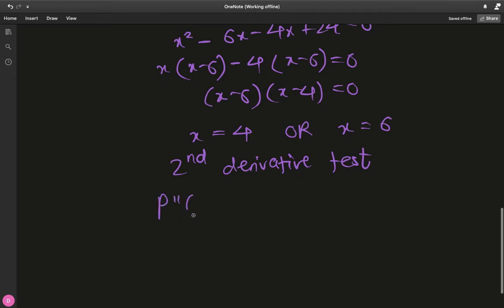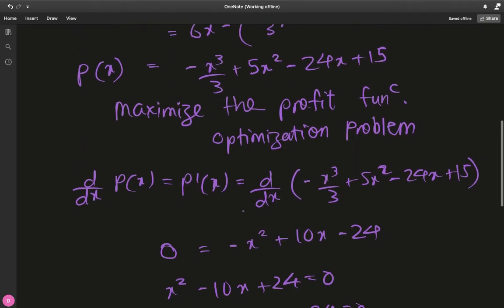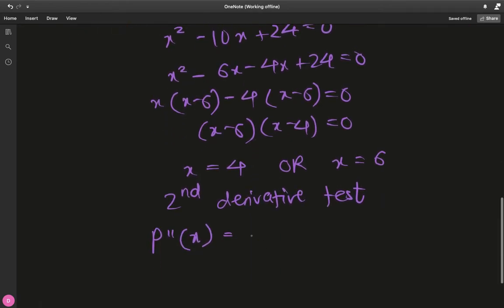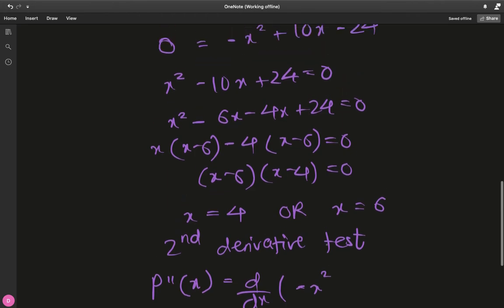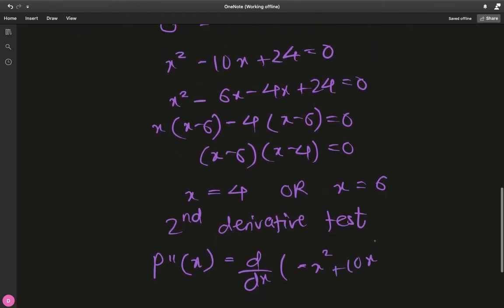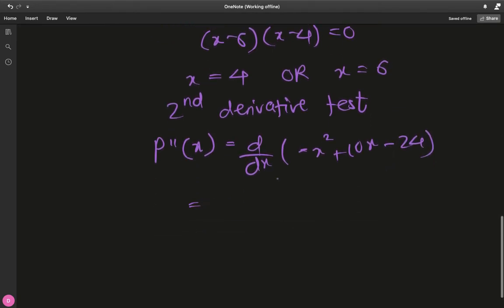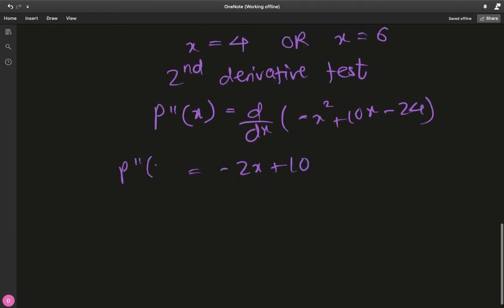So we need to find p double prime of x, the second derivative of p with respect to x. So you differentiate p prime of x. So d over dx of negative x squared plus 10x minus 24. When I do that, I have negative 2x plus 10. That's p double prime of x.